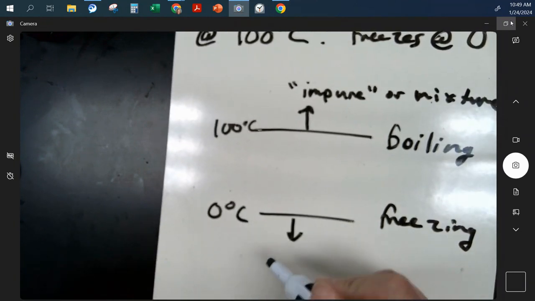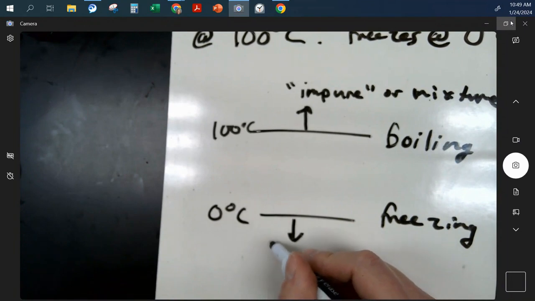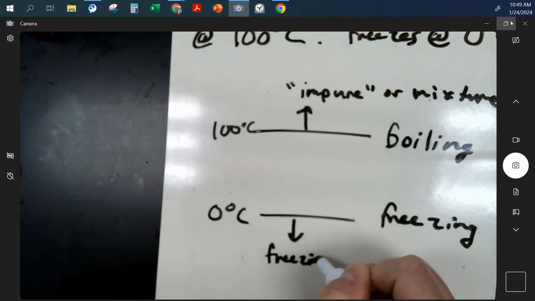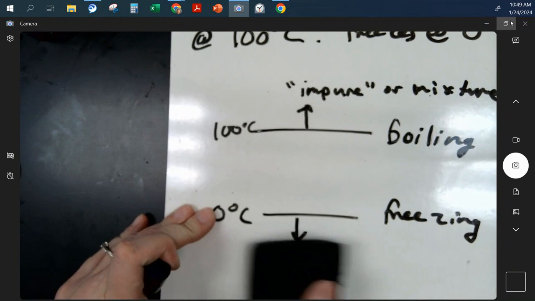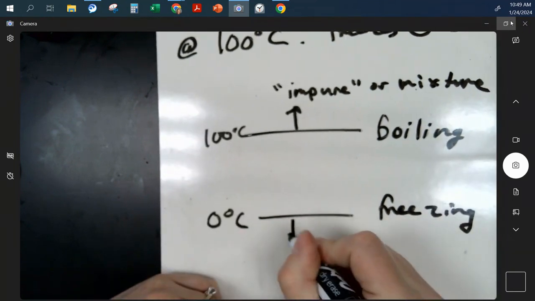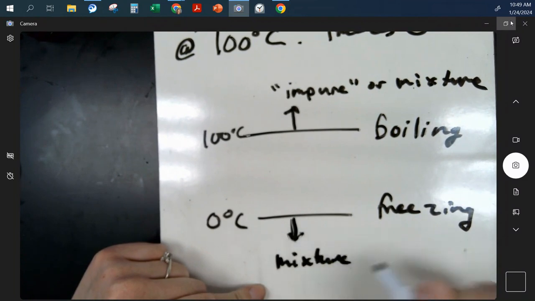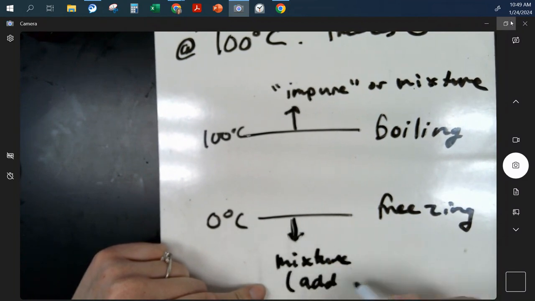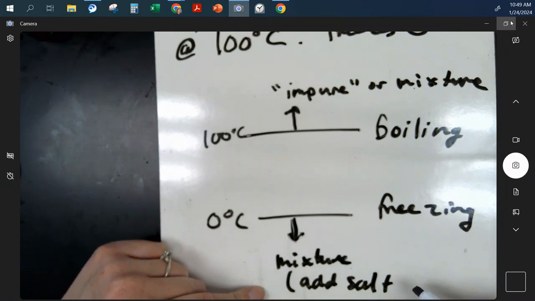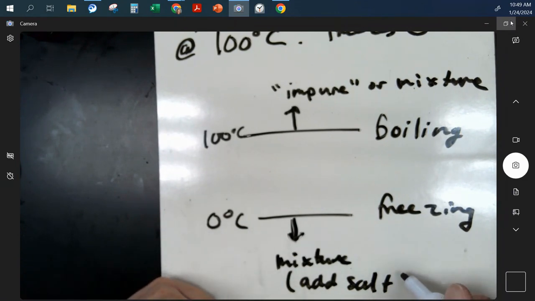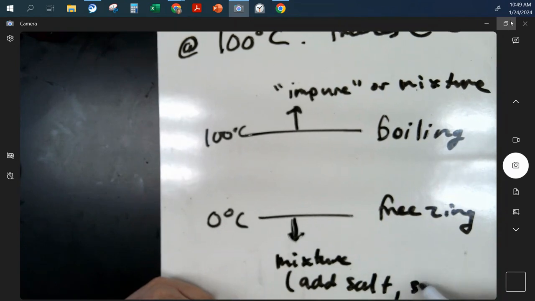I just wrote freezing point. So it'll decrease the freezing point if it's a mixture. So if we add something like salt. And that's why we salt the roads, because the mixture of water and salt freezes at a lower temperature. Sugar, okay, etc.